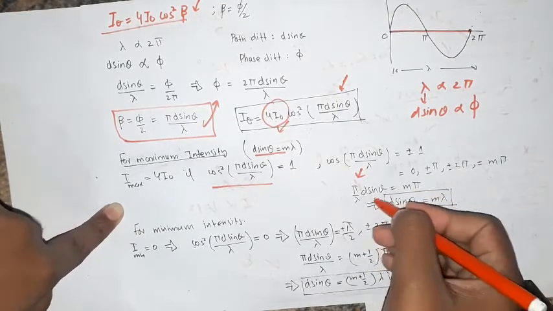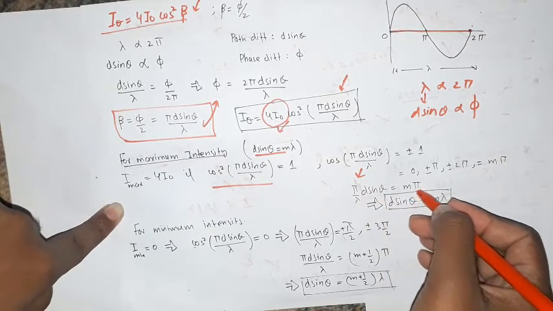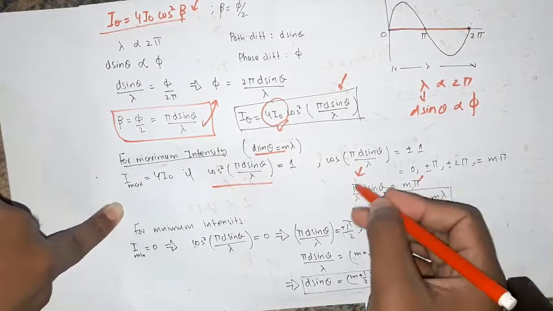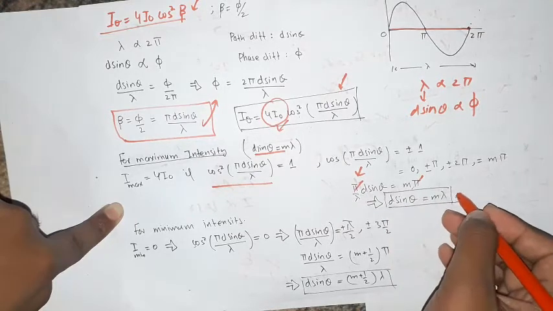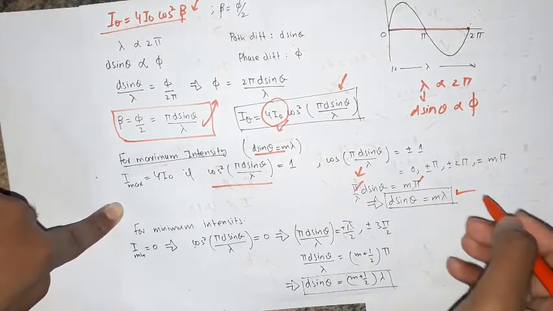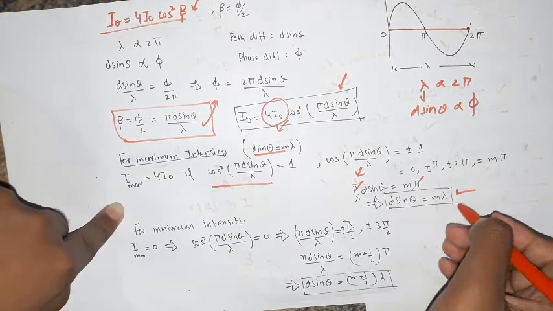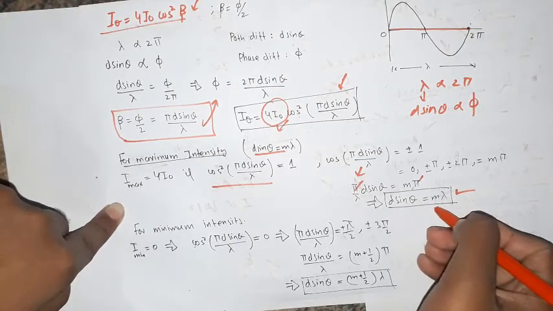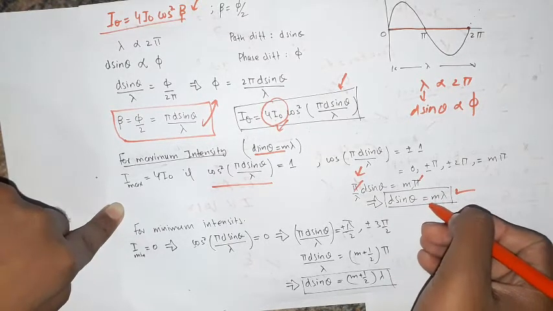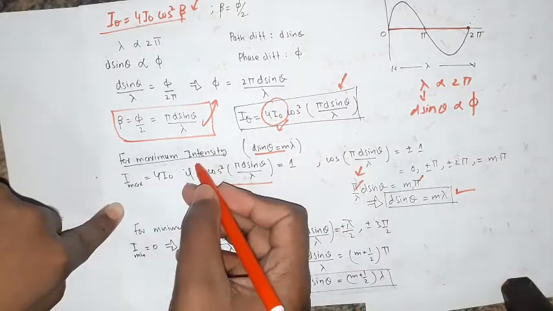So this is by the simple definition. So pi d sine theta by lambda is equal to m pi. You can see here pi gets cancelled out and we have d sine theta is equal to m lambda, which is the same equation which we found in the previous class. So this is the condition for the maximum point. If this is the condition, then we can have this maximum intensity.